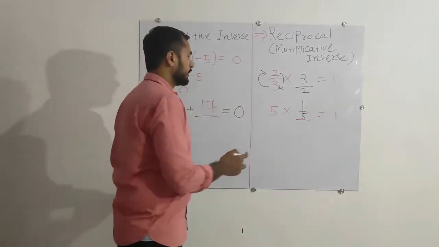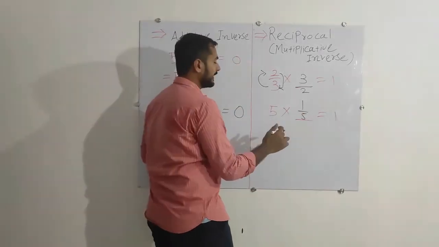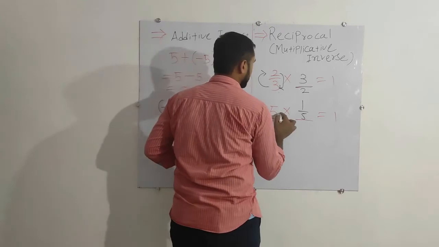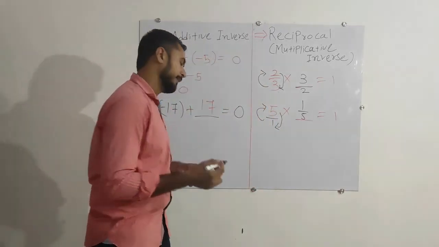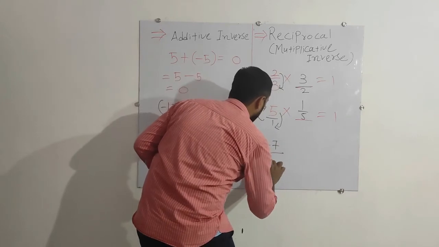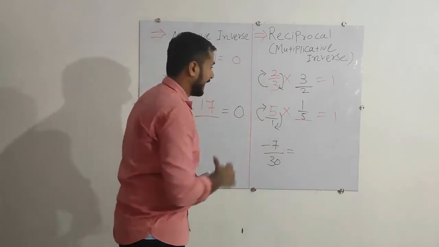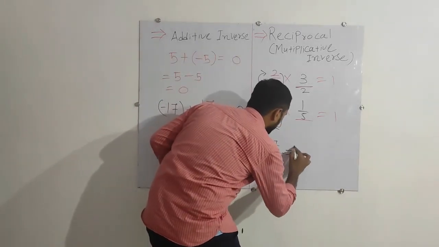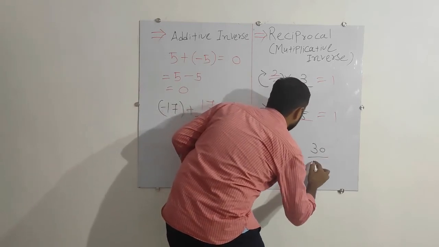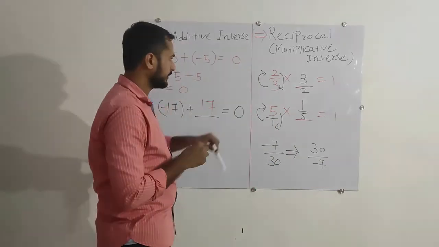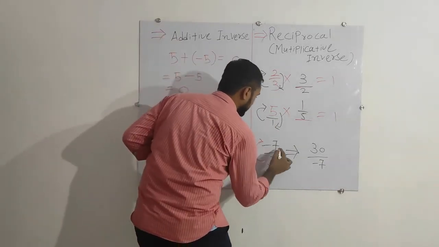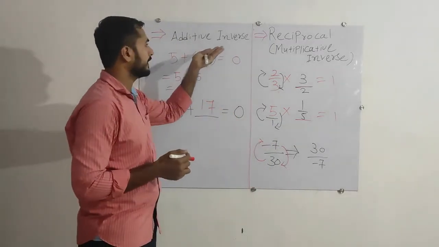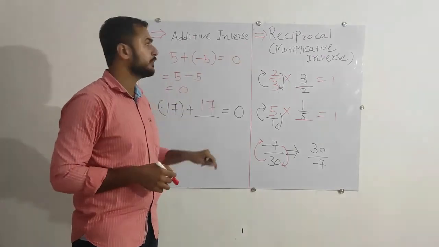So for any number, we'll do the same. Here, how is it 1 by 5? Because in 5, the denominator is 1. 1 is always there as a denominator. So this will go upside and that downside. That's why it's 1 by 5. Like minus 7 upon 30. The reciprocal will be 30 upon minus 7. How? As I told you, we just shuffle this. Clear? This is the very common thing for the additive inverse and the multiplicative inverse, or the reciprocal. Pause the video and note this down.